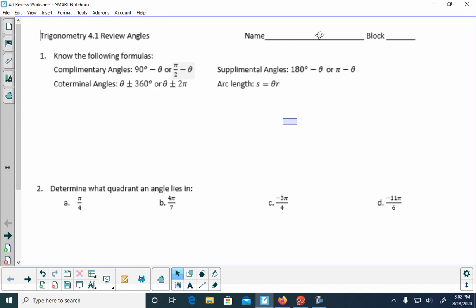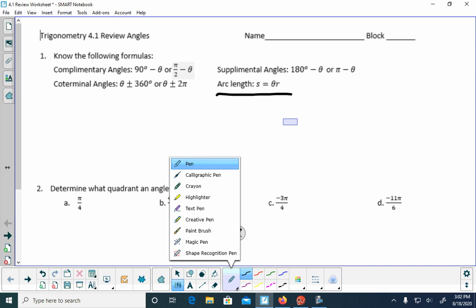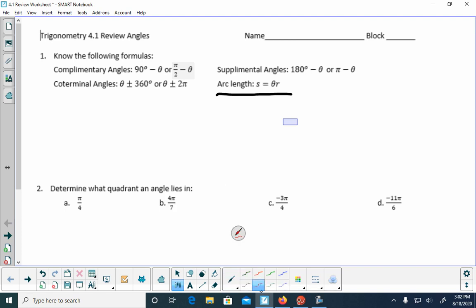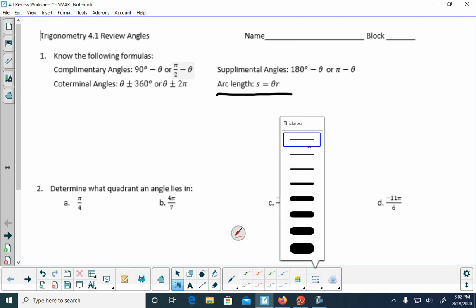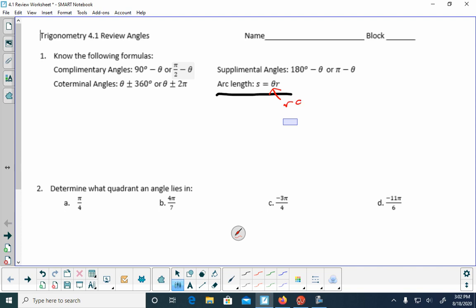And the last formula is probably the only one that might be new or challenging, the one with the arc length. S stands for the arc length, and it is equal to the angle times the radius. Remember, when you're using this formula, this angle has to be in radians. So if it gives it to you in degrees, you have to change it to radians first.